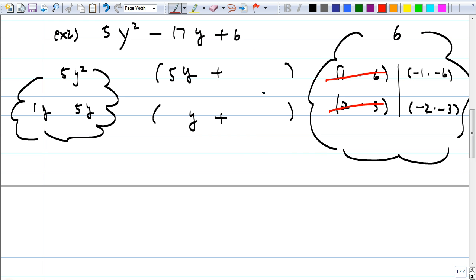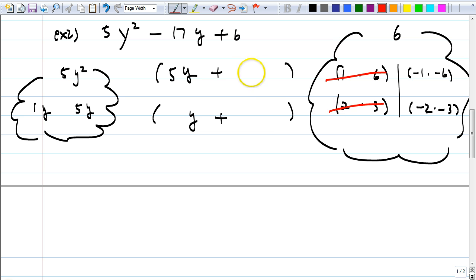William? Because you have to get a negative for the middle term. Yeah, in order to get negative 17y, if both numbers here are positive, is there any way to get the negative number in the middle? No way. So I could get rid of those. Now, all I have to try is this 4-way, right? Negative 1, negative 6, negative 6, negative 1, and so forth. You know what I'm talking about?